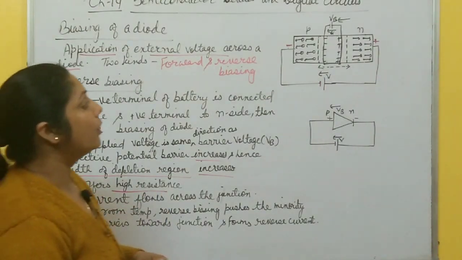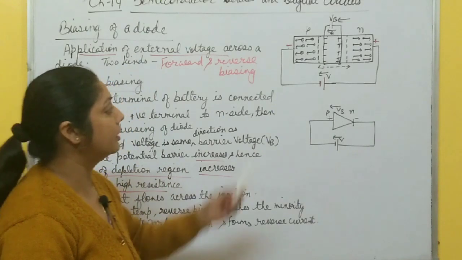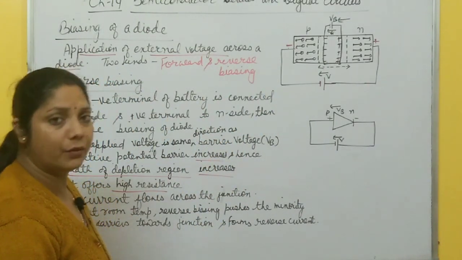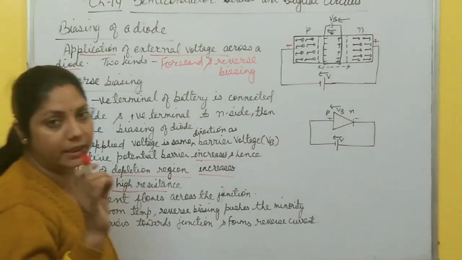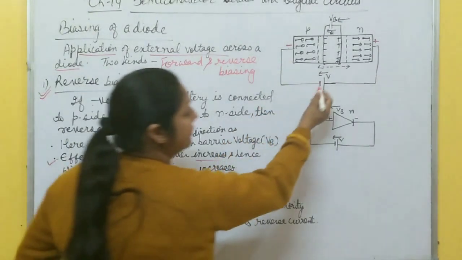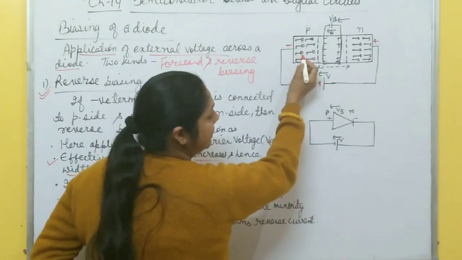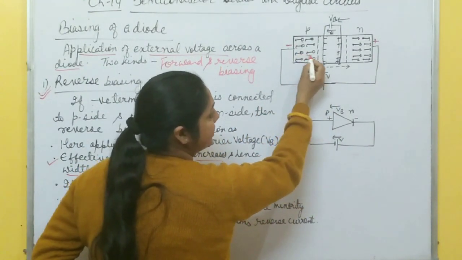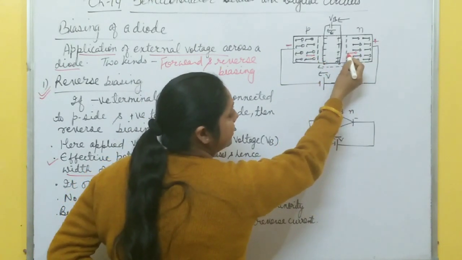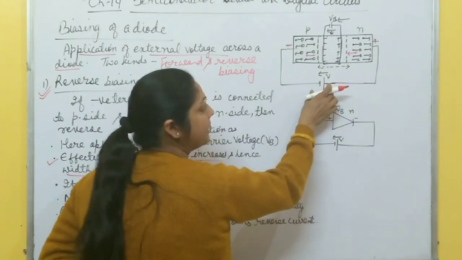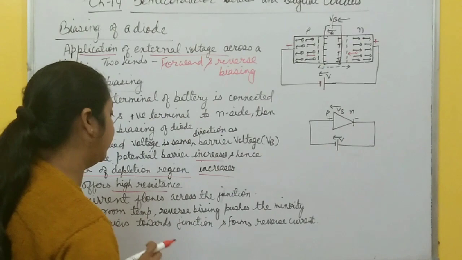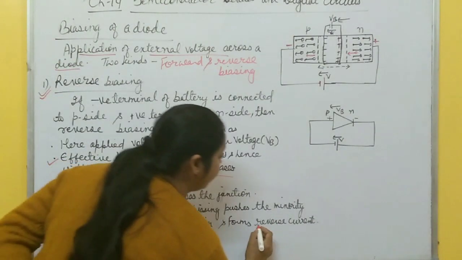It means no current flows through the circuit in case of reverse biasing, but still at room temperature there are some minority carriers, right? Due to this reverse biasing, the minority carriers in the P side, which are electrons, are pushed towards the junction, and here the minority carriers are holes, which are also pushed towards the junction. Some small amount of current flows due to these minority carriers, and that current is called reverse current.